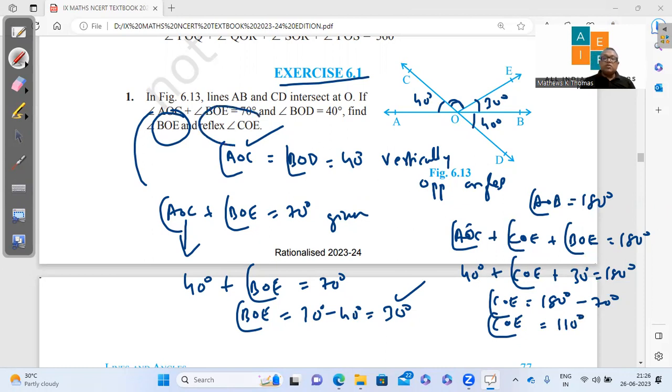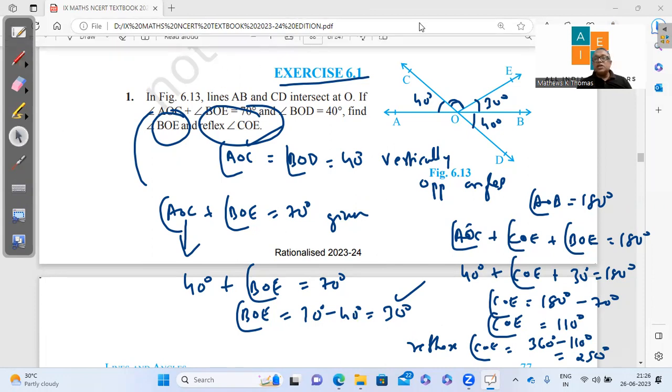Now the question is find out reflex of COE. So what will be reflex of COE? Reflex of COE will be 360 minus 110. So whenever they are asking us to find the reflex angle, remember, you just have to subtract that angle from 360. If you remember at the introduction of the chapter, we said that reflex angles are angles which are greater than 180 but less than 360, right?